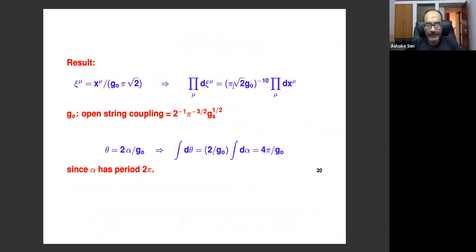So this is the result that one gets, the relation between xi mu and x mu. Here g_o is the open string coupling constant, whose relation to the closed string coupling is given explicitly here. So you can convert the integral over xi mu into an integral over x mu by this relation. And here is the relation between theta and alpha that one finds. Using this, you can convert the integral over theta, the volume of the gauge group that was in the denominator, into an integral over alpha. And this integral can now be performed explicitly because alpha has period 2 pi. Because alpha was normalized so that the open strings ending on the D-brane pick up a phase of e to the i alpha. So this integral just gives you 4 pi over g.